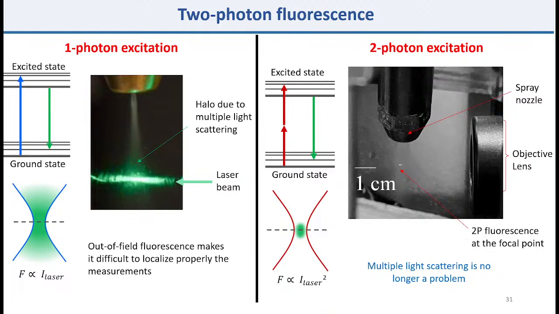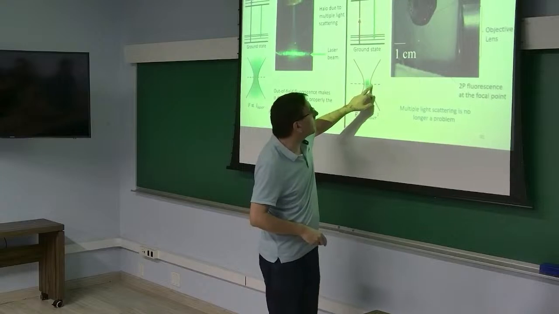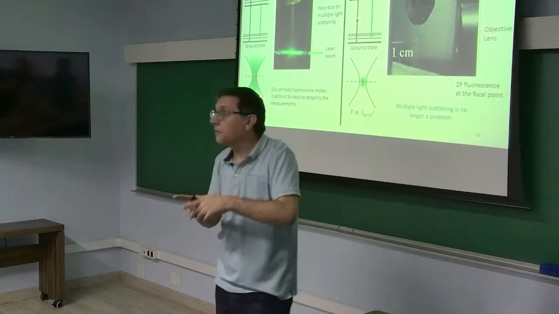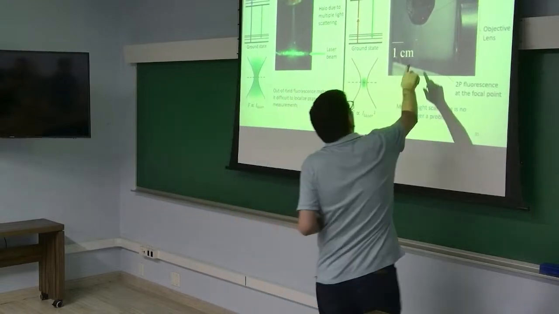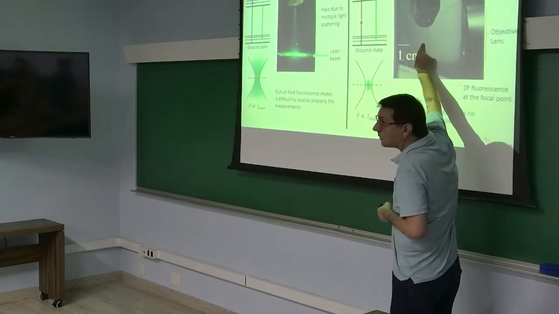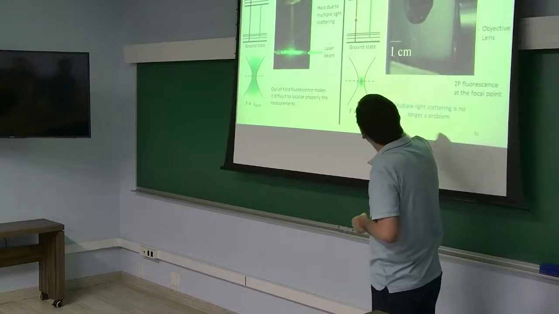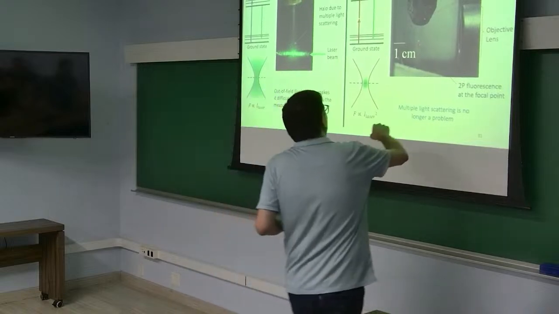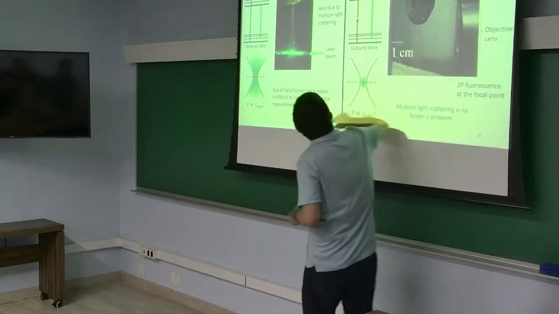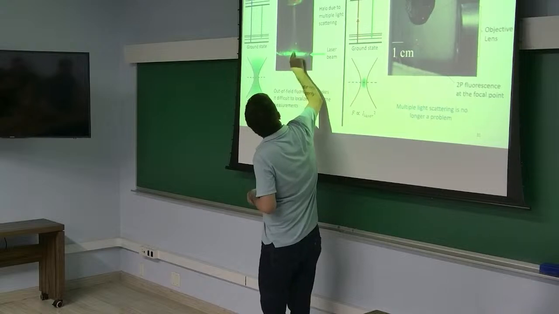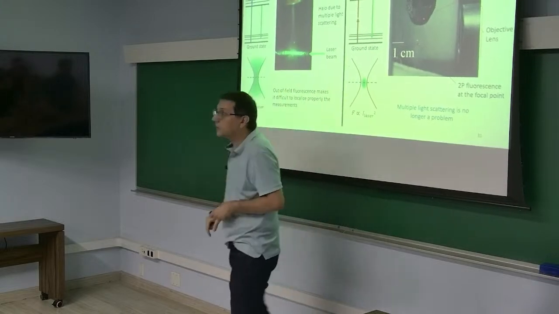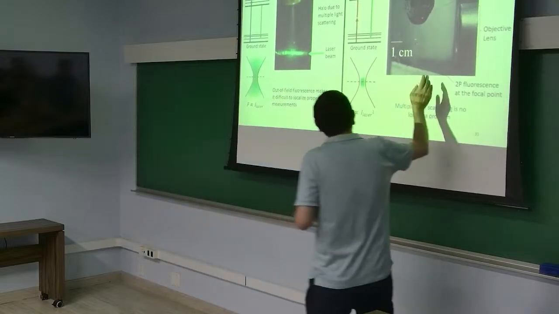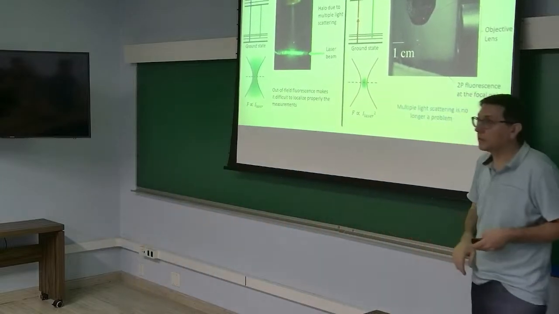So it will take place where the incident laser is focused. And this allows us to restrict the fluorescence volume to a very tiny spot of a few tenths of a micron, even when there is a very dense spray, where normally with one-photon absorption there is a lot of multiple light scattering. So with this approach, somehow we remove the effect of multiple light scattering.